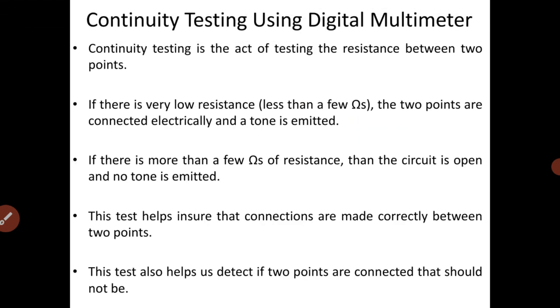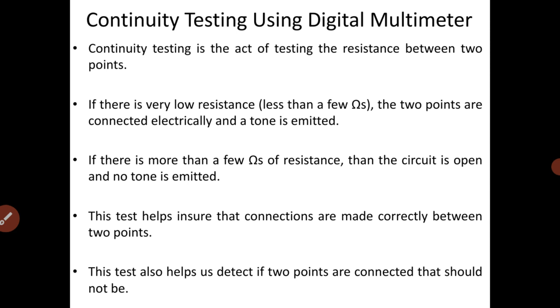Next is continuity testing using a digital multimeter. A digital multimeter is used for testing the continuity between two connections. Continuity testing is the act of testing the resistance between 2 points. If there is very low resistance, the 2 points are connected electrically and a tone is emitted. If there is more than a few ohms of resistance, then the circuit is open and no tone is emitted. This test helps to ensure that connections are made correctly between 2 points.